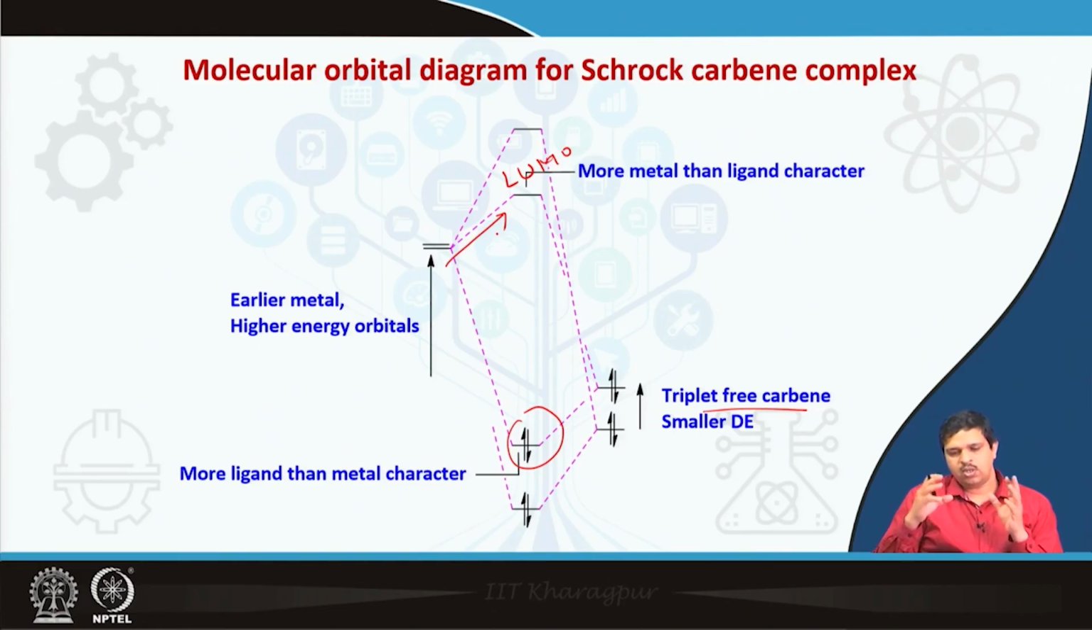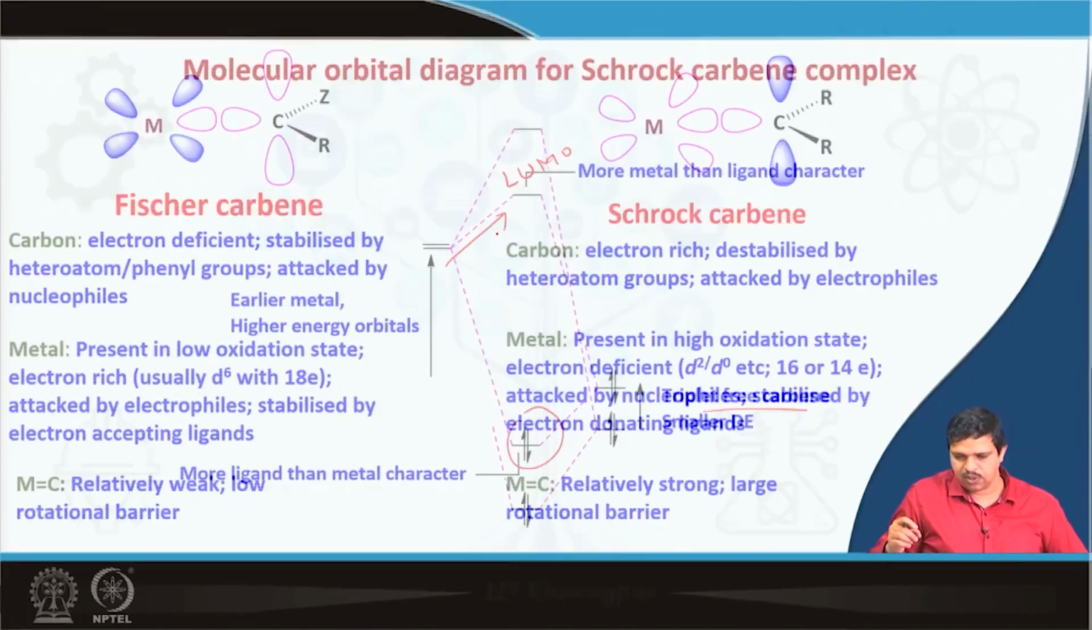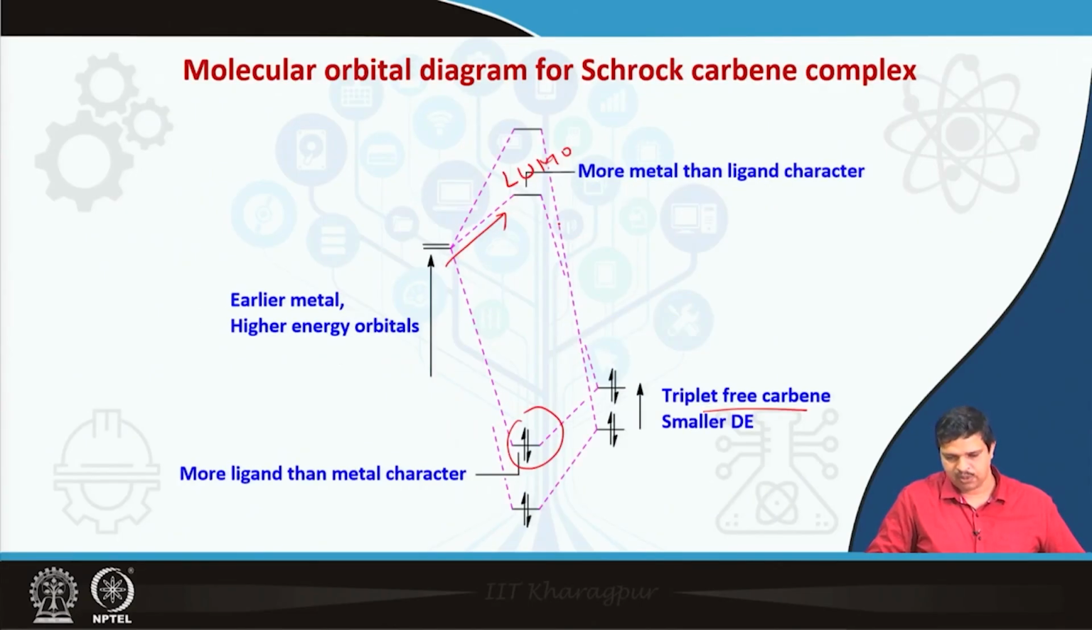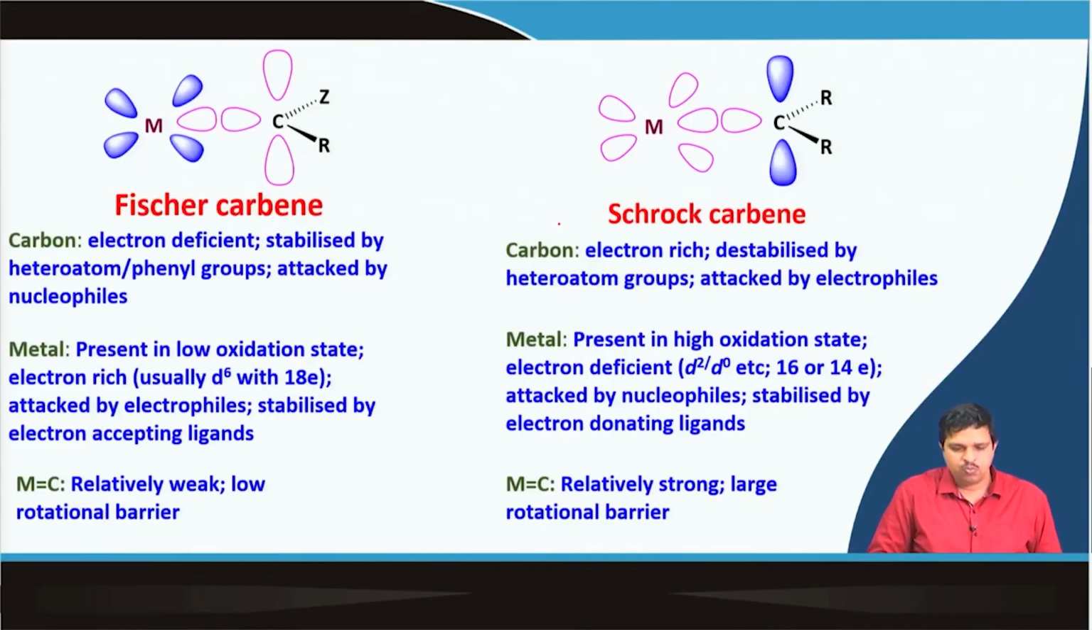You see the LUMO: in one case, like in the Schrock carbene, it has more metal-like character, and in the earlier case it is more ligand-type character, that is for the Fischer carbene complexes. So from our discussion about the orbital interaction and the electronic properties, it is now very clear what the electronic properties on the carbon centers and the metal centers are, and what the basic properties of the metal-carbon bond are.